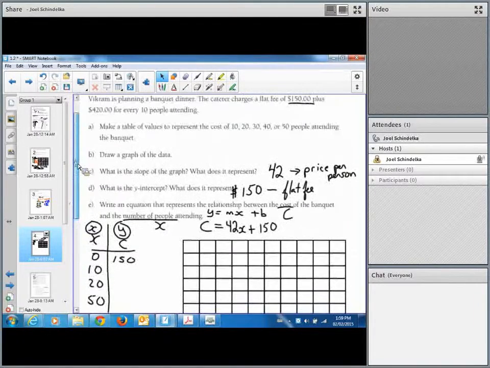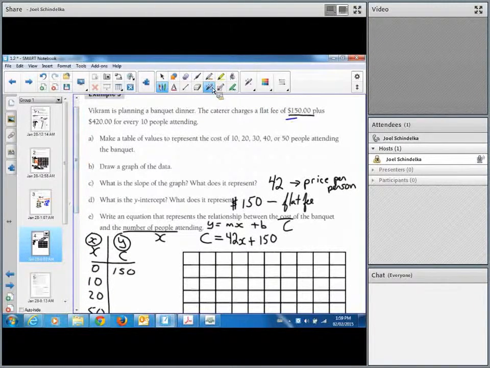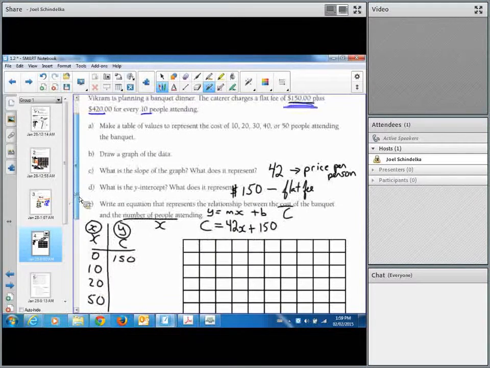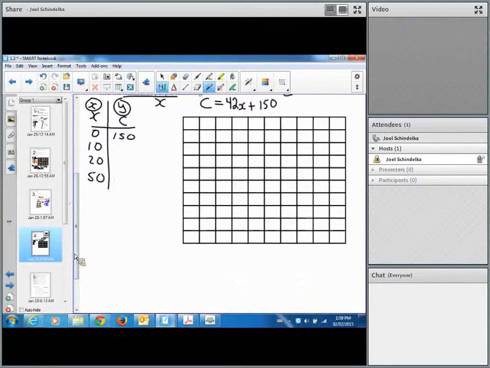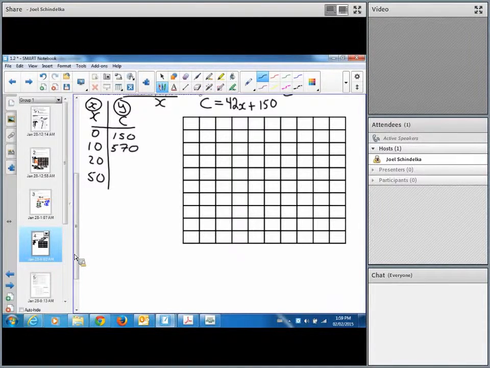Think of it this way. You got 150 bucks guaranteed plus 420 for 10 people, because 20 people would be 420 twice, right? So come up with the first one, 150 plus 420. That should be 570. How about now? 20 more, so 10 more people. I mean, yeah, 20.